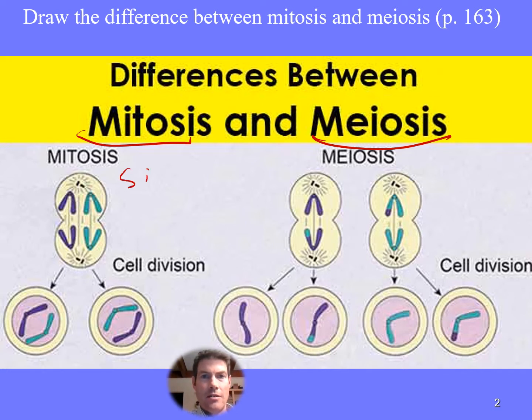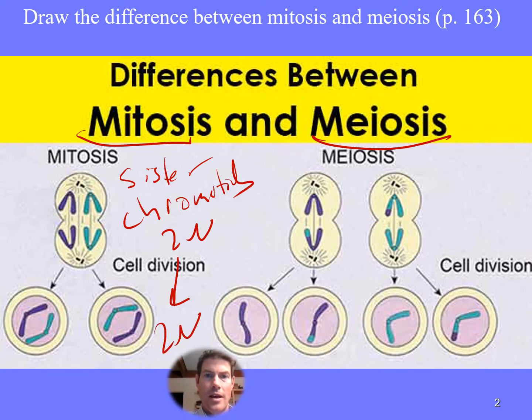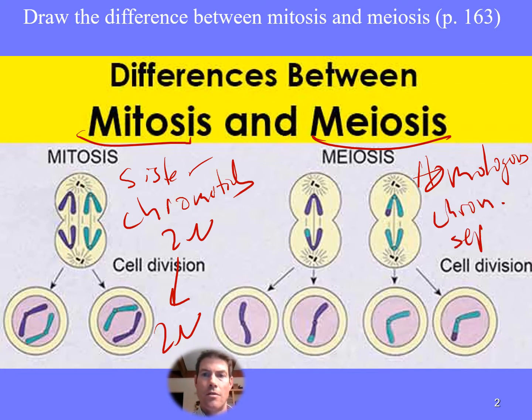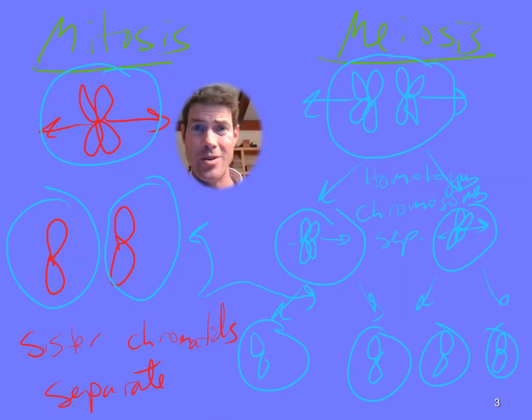Basically, you have the sister chromatids separating in mitosis. You're going from 2N to 2N, just making copies. So the sister chromatids are separated, and in meiosis, you have homologous chromosomes separated. And this is a pretty decent diagram, but I went ahead and drew an even better one right here.